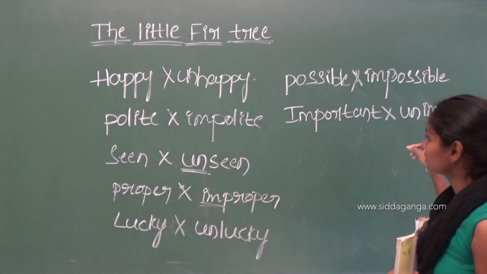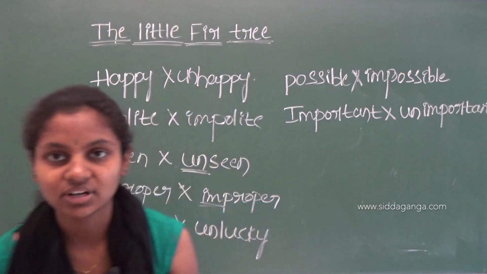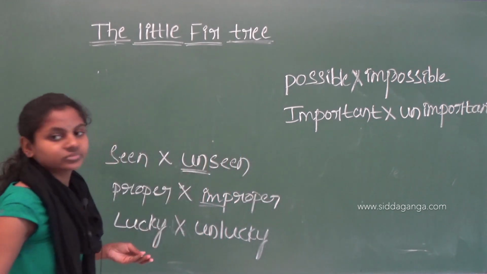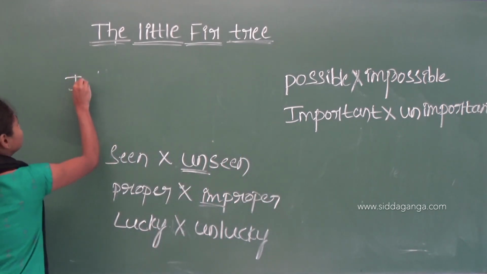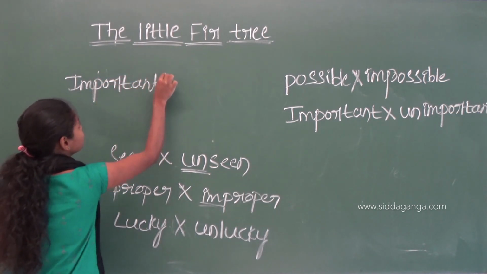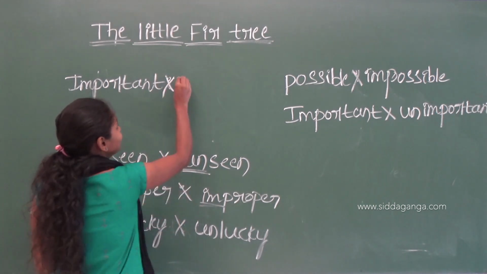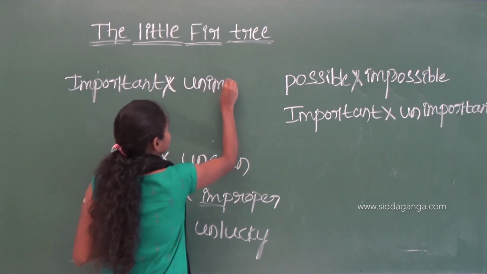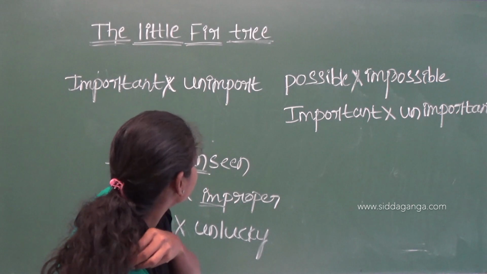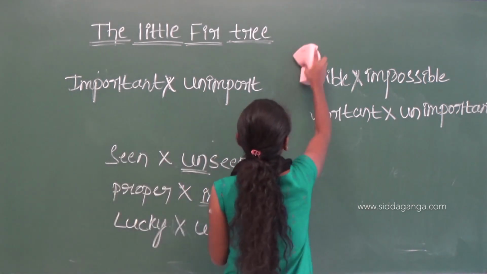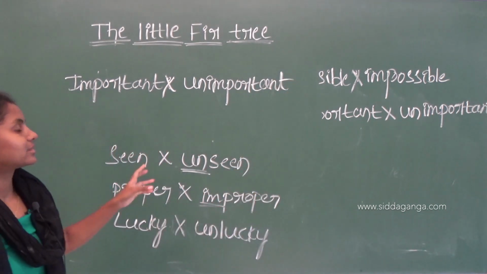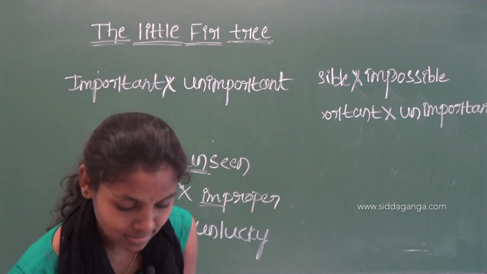Can you see this? Can I write here? Okay. I will rub this and I will write here. Important. The opposite word for important is unimportant. Okay? Understood? Okay, this is the opposite word for important, that is unimportant.